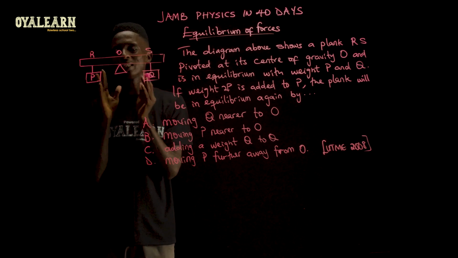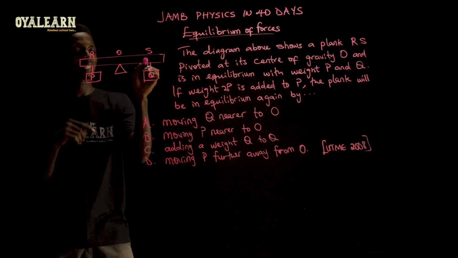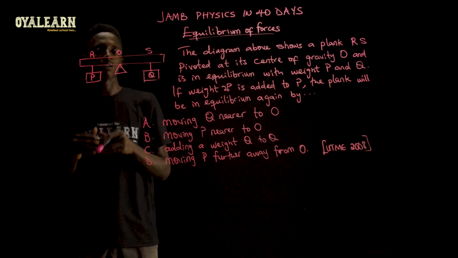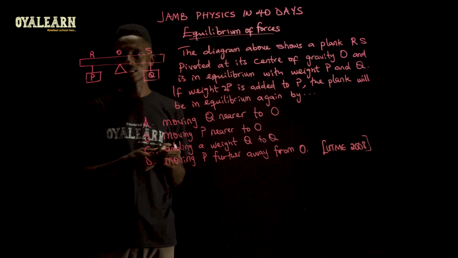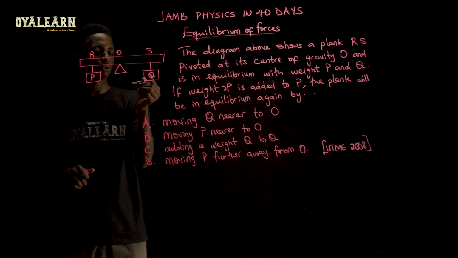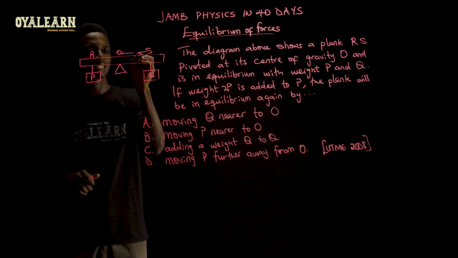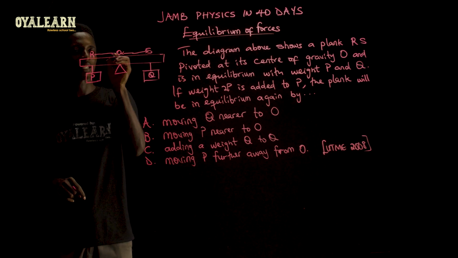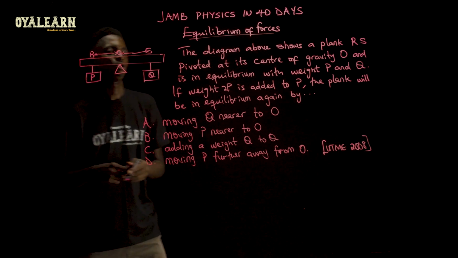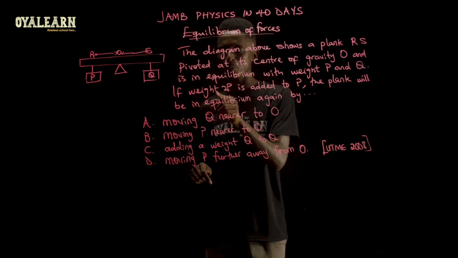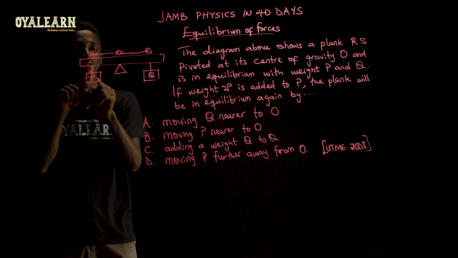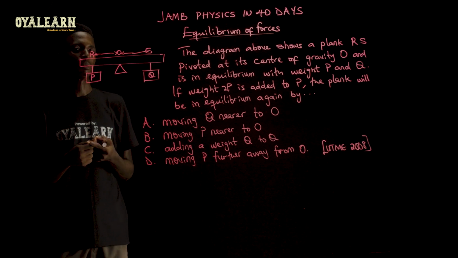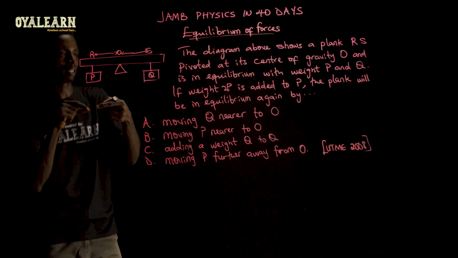Now, for this to be in equilibrium, we must understand that the moment about this pivot must equal each other. That is, clockwise moment about it must equal anti-clockwise moment about it. The clockwise moment would be Q multiplied by the distance between S and O. And this would be P multiplied by the distance between R and O. So if we then add 2P to this, it will become 3P. That means this has increased significantly to 3 times its value now. So that will make this drop to the ground at this point.